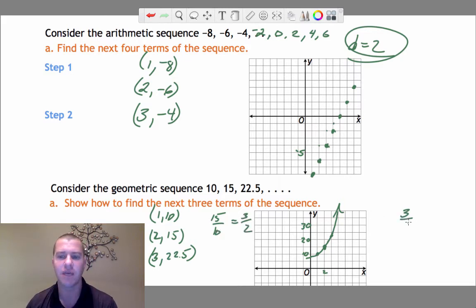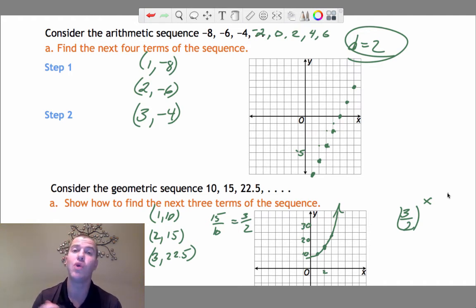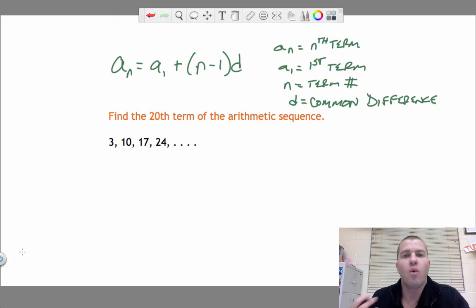That is going to end up being the b. There's a little bit more involved with that, but we're going to get to that later. But the main thing I want you to notice is that an arithmetic sequence turns into a linear function. A geometric sequence turns into an exponential function. So we're going to talk about arithmetic sequences here.